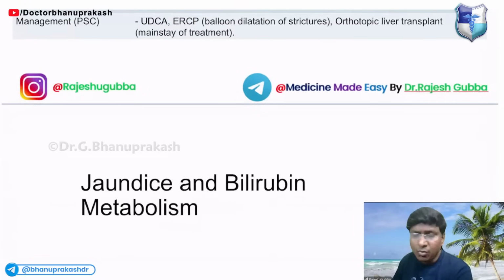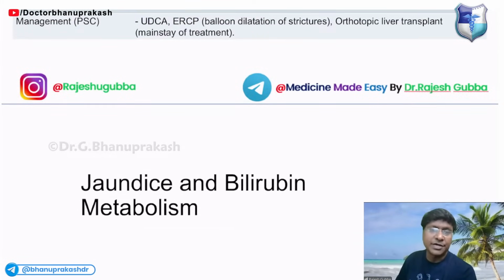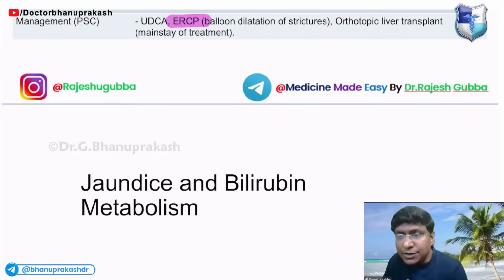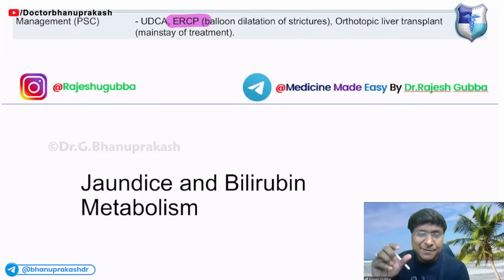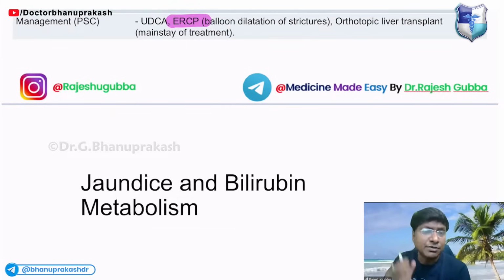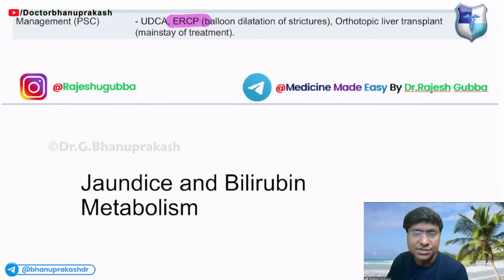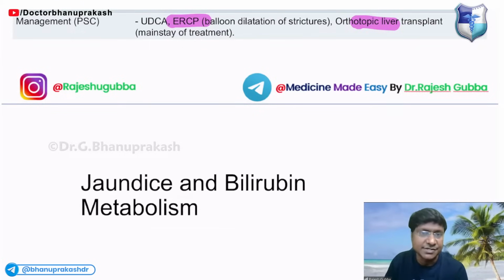Right? Then, what is the treatment? You need to give ursodeoxycholic acid, which will slow down the progression of the liver pathology. And next important is you need to do ERCP. But when will you do ERCP? If there is presence of large strictures which are causing severe symptomatic problems, in that case you need to do ERCP. What do you do with ERCP? You need to do balloon dilatation of the strictures. And followed by that, you need to do orthotopic liver transplantation when the individual has gone into a stage of end stage liver disease, right?